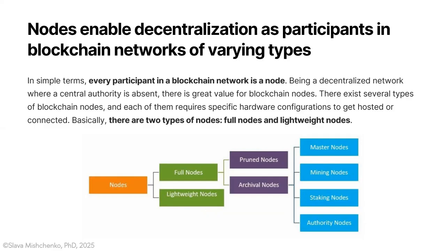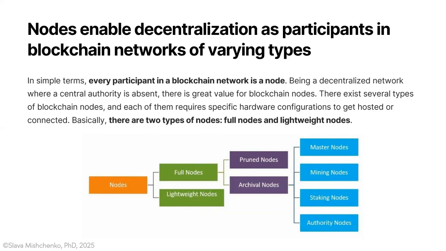So prune nodes save space by only keeping recent transaction history, while archival nodes maintain the complete blockchain history. So they're like our digital historians. And what I find particularly interesting here is how the archival nodes branch out into four distinct types, like master nodes, mining nodes, staking nodes, and authority nodes. And each has a specific role in maintaining the network's integrity.